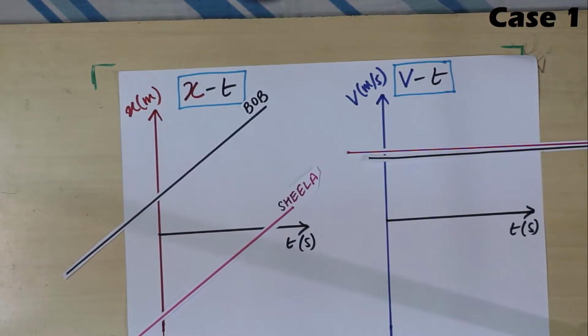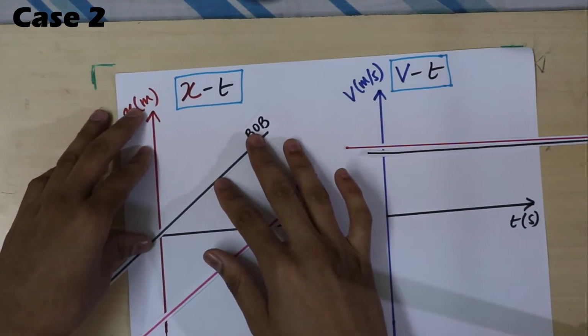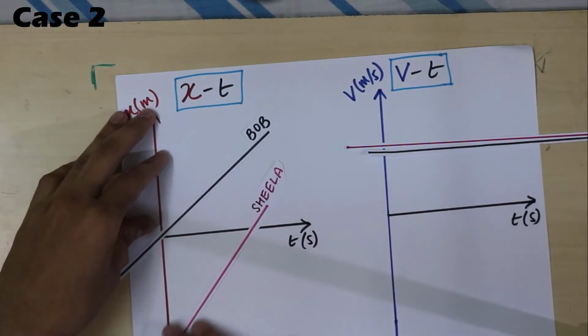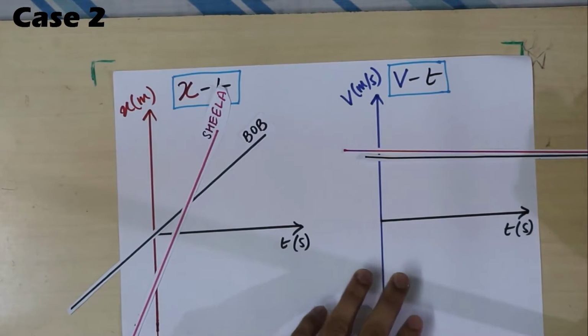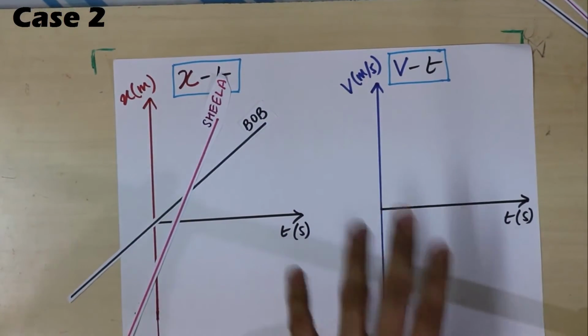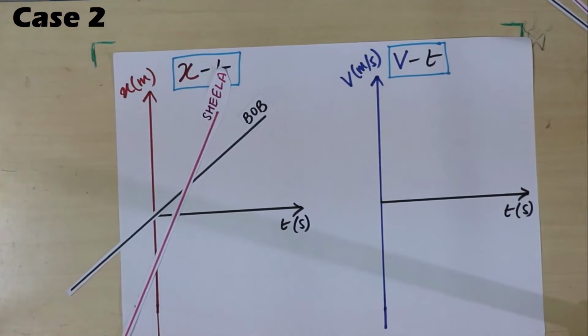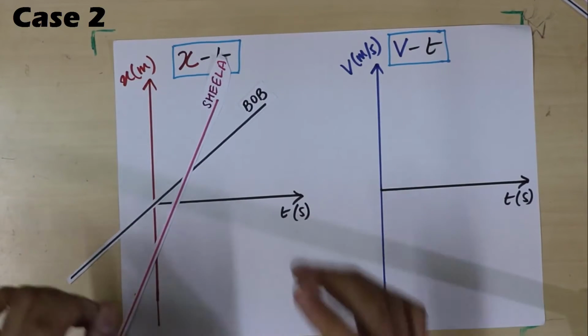Alright, okay, case 2. I'm going to show Bob this way. I'm going to show Sheila this way. I think we have done such a case before, but now I want you to pause the video first and think about what the VT graph is going to look like. Okay, I hope you did that. Let's try to figure it out.